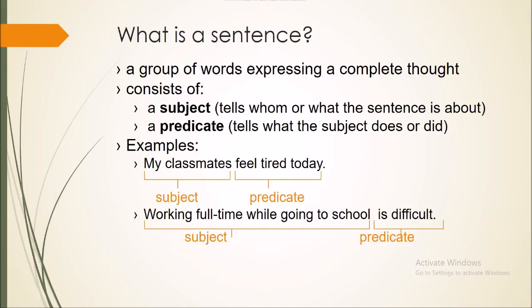What is a sentence? You can see this topic in the previous videos, where I was talking about sentences and types of sentences. The basic elements of a sentence are subject and predicate. For example, my classmates feel tired today. Subject: my classmates; predicate: feel tired today. Working full-time while going to school is difficult. Here we have a long subject, working full-time while going to school, and the predicate is is difficult.